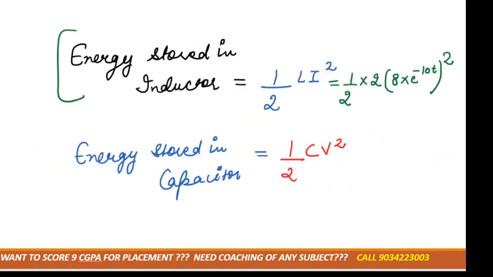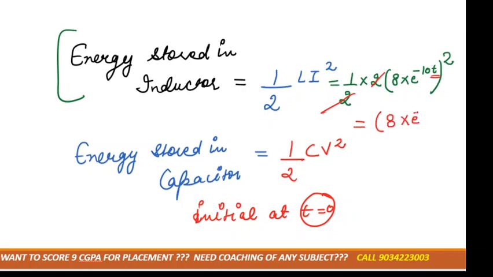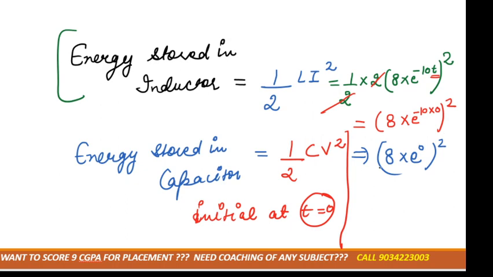Now they ask for the initial energy. Initial means the starting, at time t equal to 0. Initial means the starting condition. So we can put the value of t here as 0. The half and half will cancel out, and the 2 and 2 cancel out. So what would be the value? 8 into e raised to power minus 10 into 0, whole square. Next, 8 into e raised to power 0, square, and anything raised to power 0 is 1. So the left one is 8 square, and 8 square is 64 joules, because energy unit is joules. So this is our final answer.